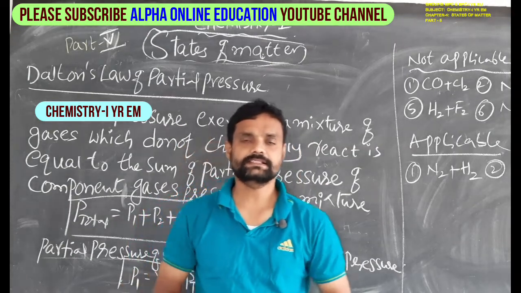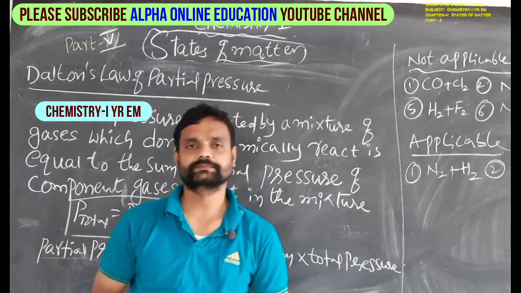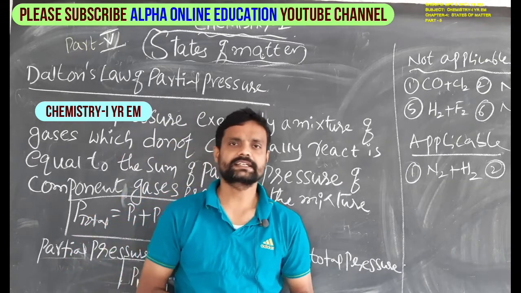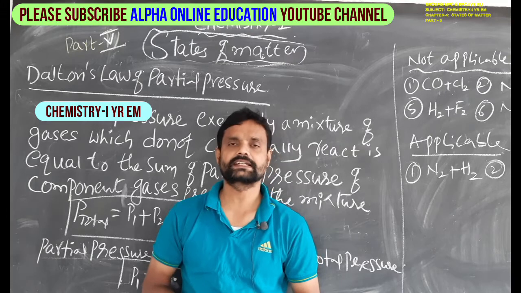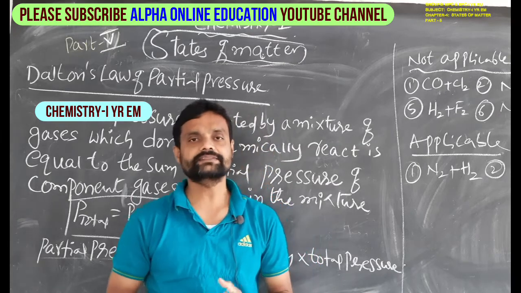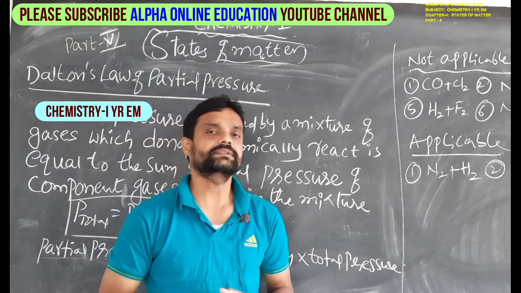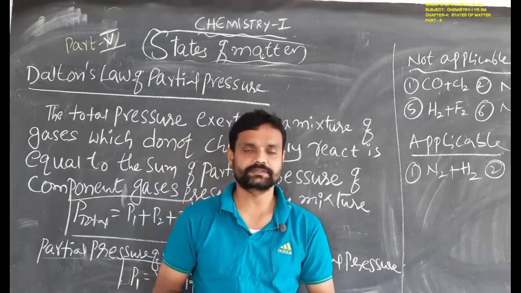So previously we discussed Graham's law of diffusion. Graham's law of diffusion means at a constant temperature and pressure, the rate of diffusion is inversely proportional to the square root of density of the gas. Simply, that is called Graham's law of diffusion.